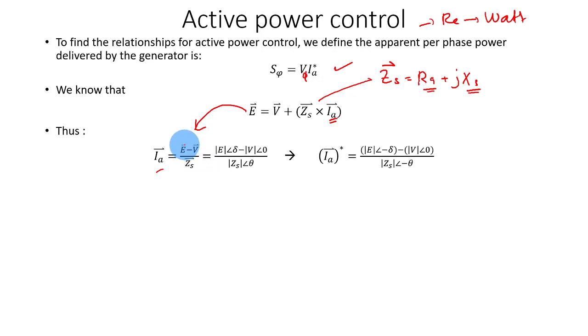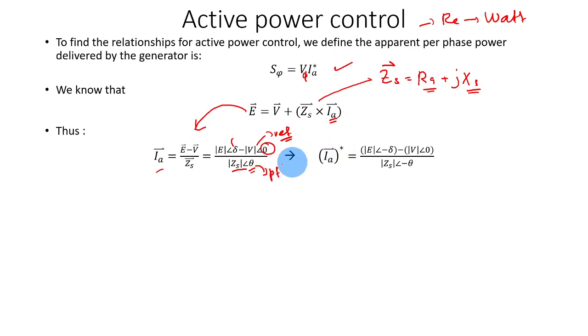The generator voltage has a magnitude of E and an angle of delta, which is what we call the power angle. Minus the magnitude of the phase voltage, whose angle is always set to 0 because we take this as the reference voltage that we are going to fix. Then divide by the synchronous impedance at the angle of theta, where theta is the power factor angle.